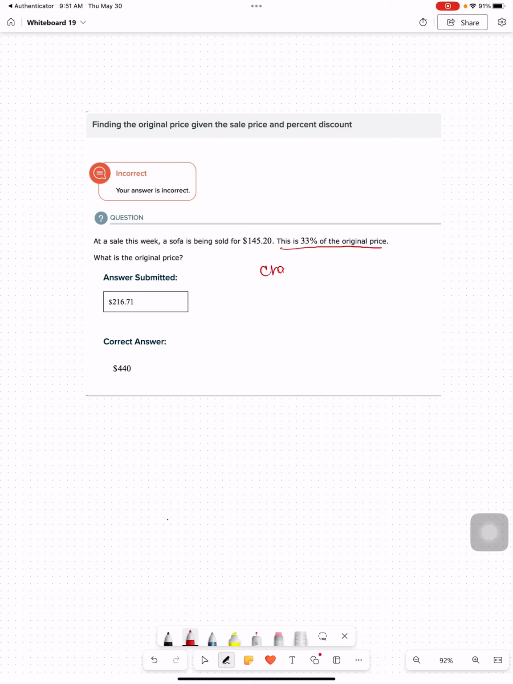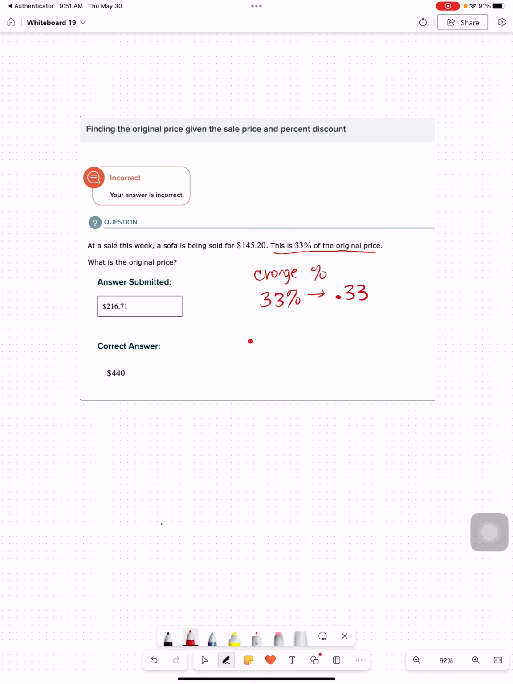Well, I'm going to pause right there, because if I'm going to do math, what I need to do is change that percent to a decimal. So 33%, if I change that to a decimal, that is 0.33. And now if I take that sentence, that word form there, and I put that in equation form, I might put that 33% times the original price, that is going to be equal to my sales price.